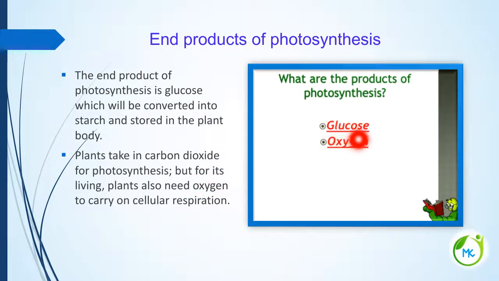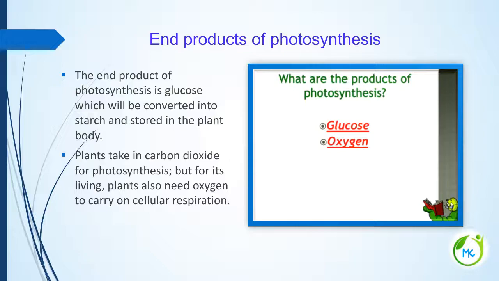So the glucose which is formed as a result of photosynthesis will be converted into starch and stored in the plant body. So glucose is a simple sugar. This simple sugar will be converted into a complex sugar called starch and it will be stored. So many glucose units join together to form the starch molecule. Glucose is a monosaccharide, simple carbohydrate, whereas starch is a polysaccharide.